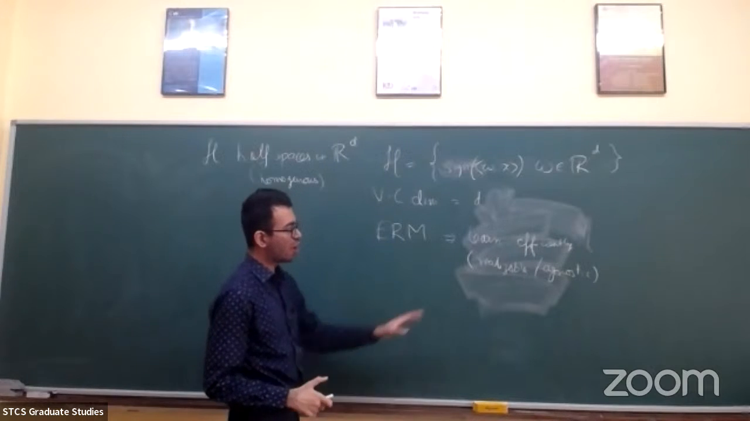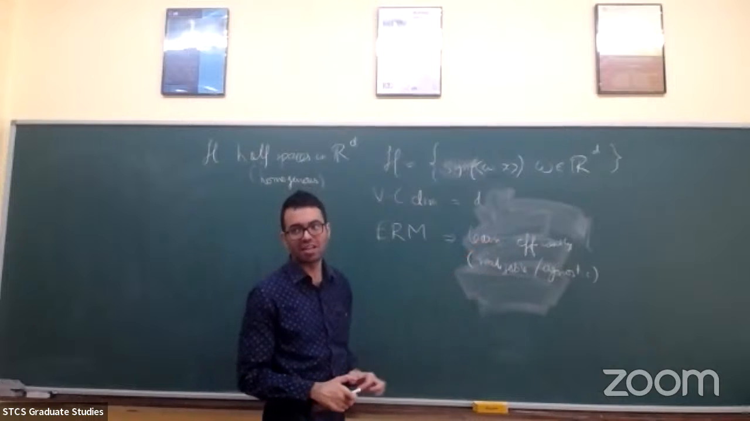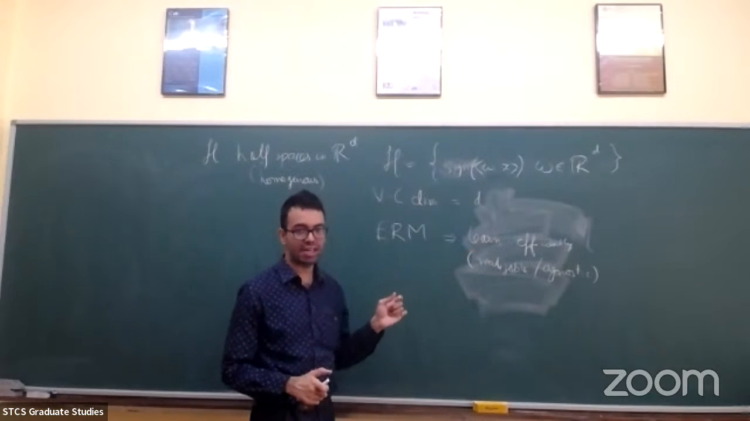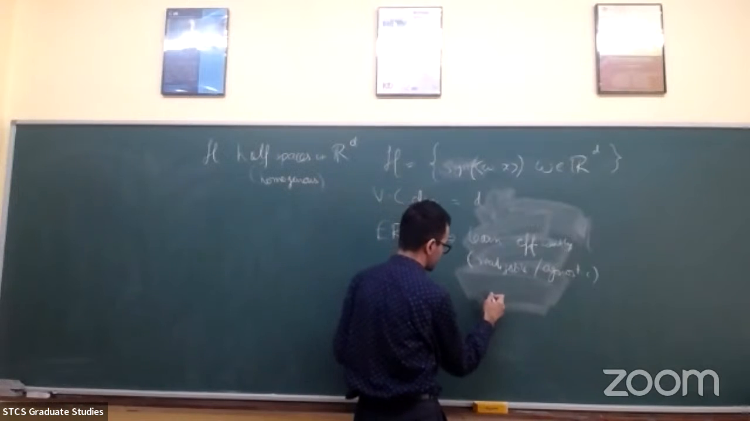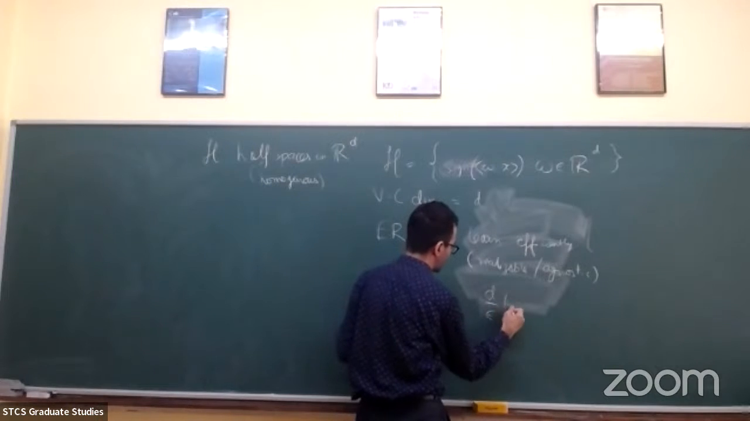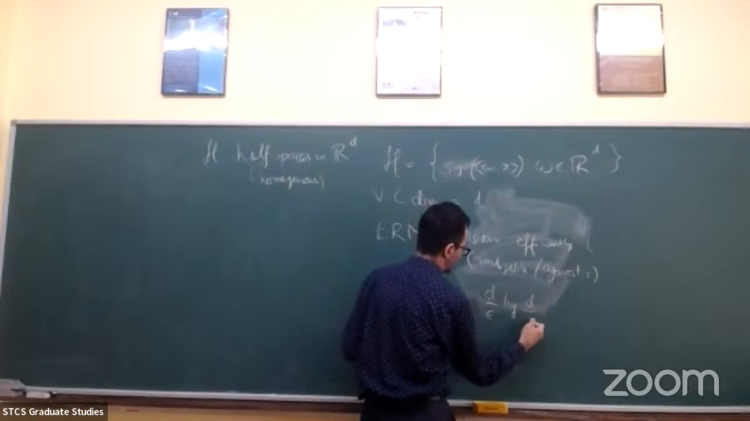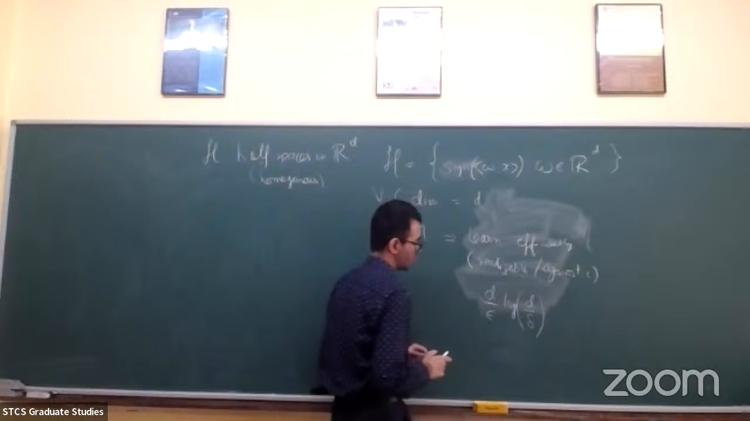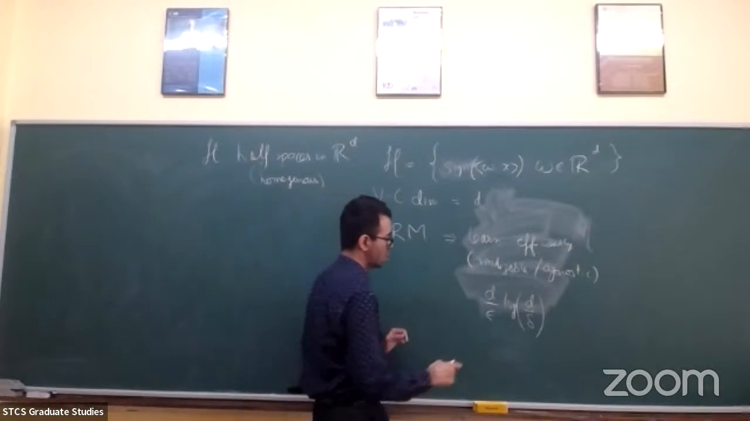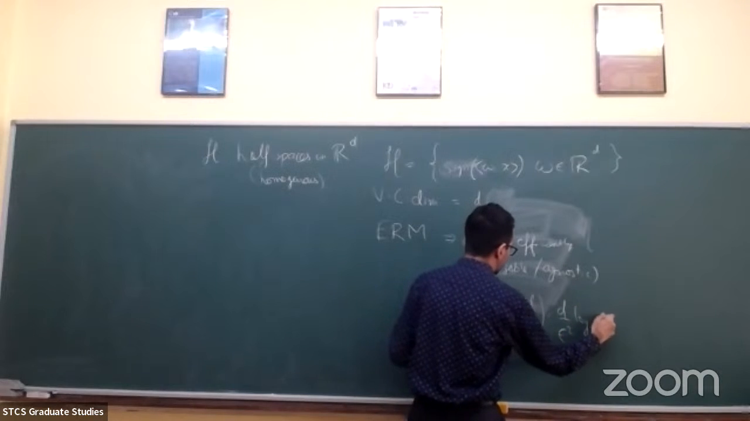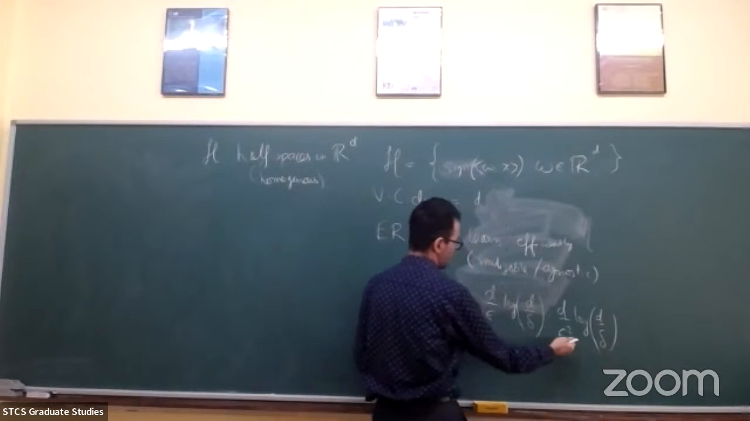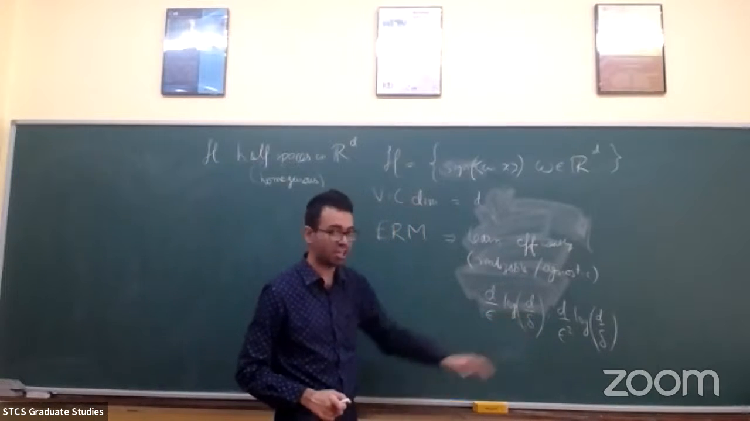Let me say a few words about how many samples you would need. I did not go too much into this earlier, but essentially it looks something like d over epsilon times log d over delta for realizable, and d over epsilon squared times log d over delta for agnostic. We need a little bit more. Roughly speaking, this is what it looks like.